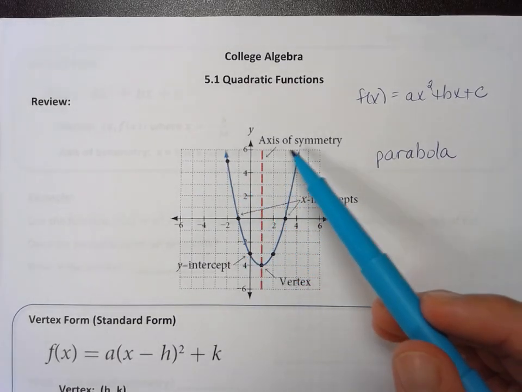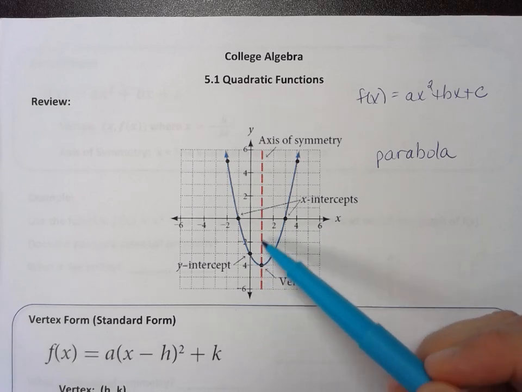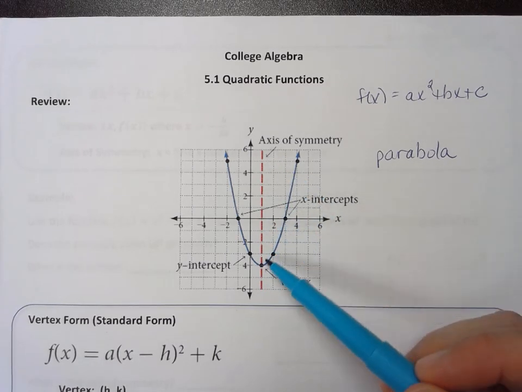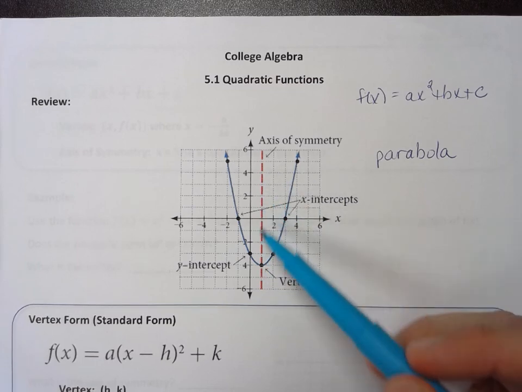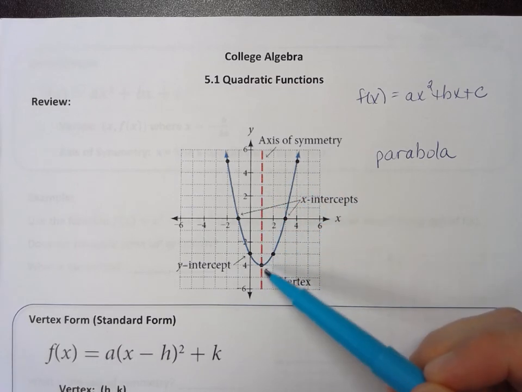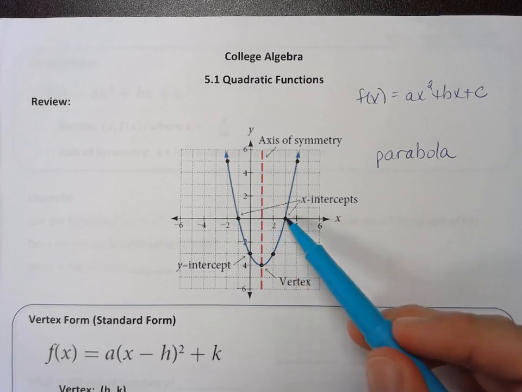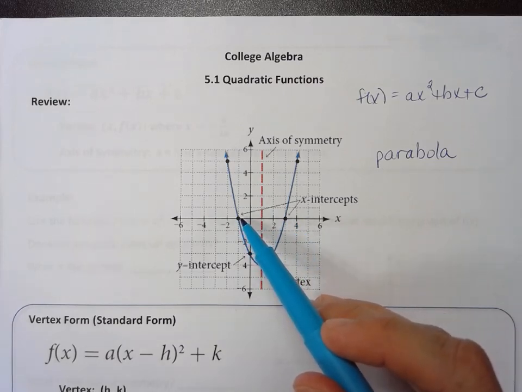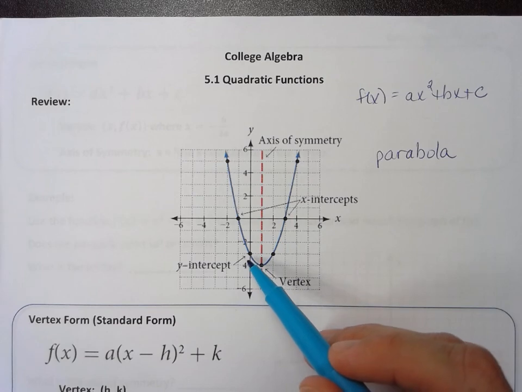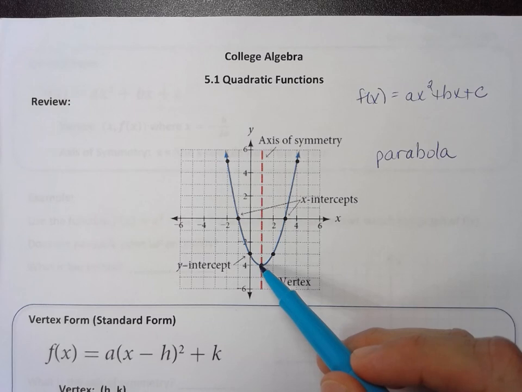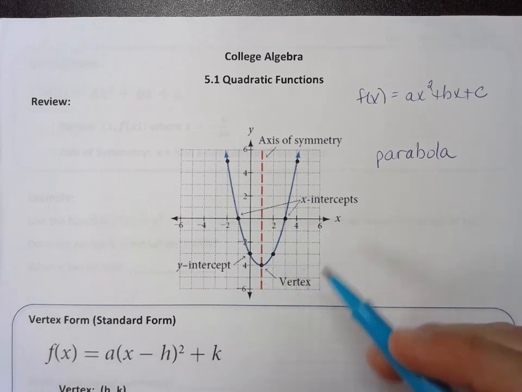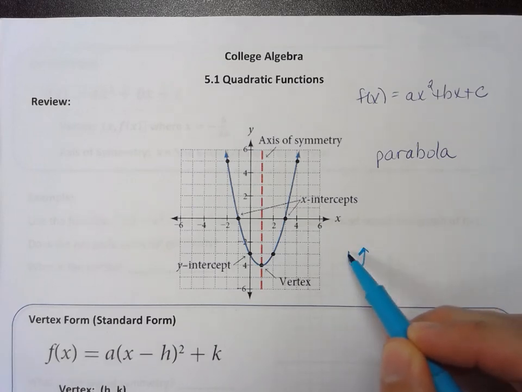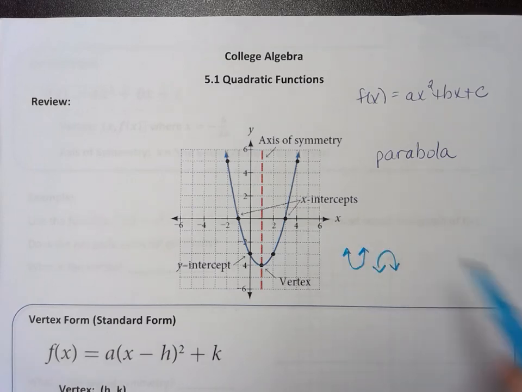Parabolas are pretty special. They have an axis of symmetry that goes right through the middle. It's called that because it's symmetrical about this line, meaning it's the same on the right as it is on the left. Where it crosses the x-axis is, as always, the x-intercepts, and where it crosses the y-axis is called the y-intercept. You also have a vertex, which is either the lowest or the highest point of your parabola, depending on if it's opening up or opening down. We're going to talk about all of that in this section.